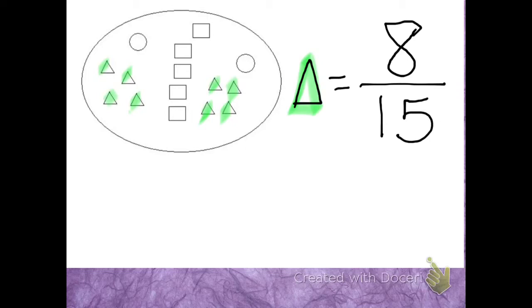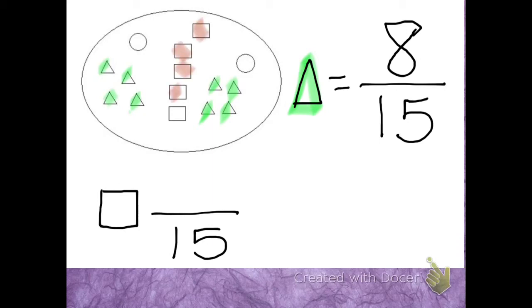Let's pretend that I want to find out how many squares there are. Well, I already know my denominator. It's 15, because there are 15 total shapes in there. That is part of the set. We didn't get any more shapes. We didn't lose any shapes. It stayed the same. Now all I need to do is figure out how many squares there are in the shapes. So we're going to go ahead and count. Here we go. 1, 2, 3, 4, 5. So there are 5 squares out of 15. So the fraction would be 5/15.